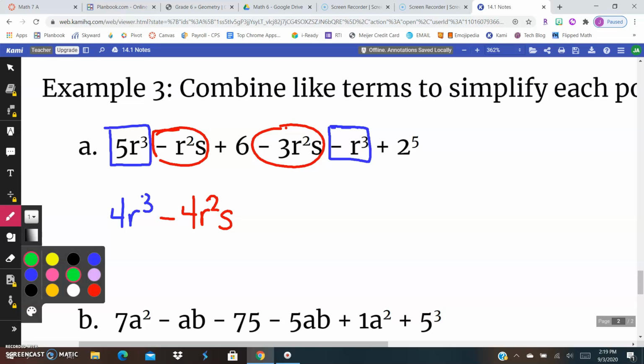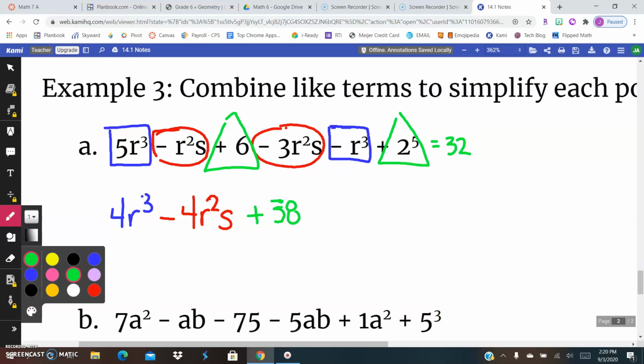And our last, we have a positive 6. And this one has an exponent, but it doesn't have any variables, so we can simplify that as well. 2 to the 5th power would be the same thing as if we had written 32 here. So we have a 32 and we have a positive 6 to add together. That would give us 38.